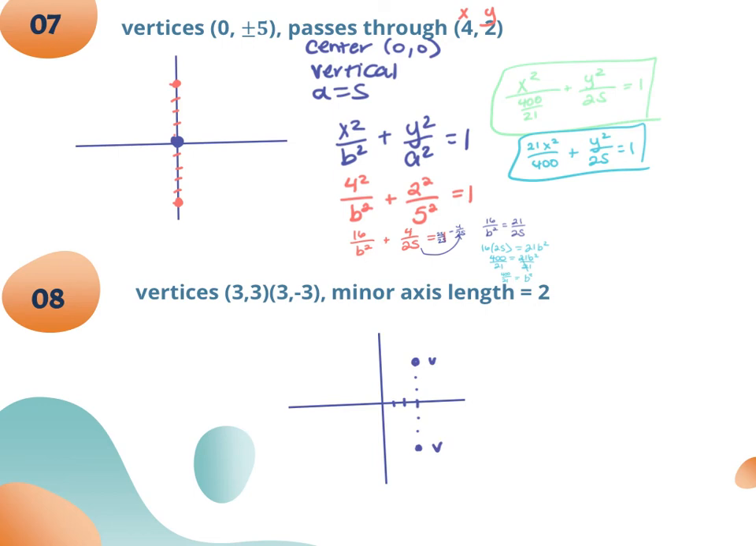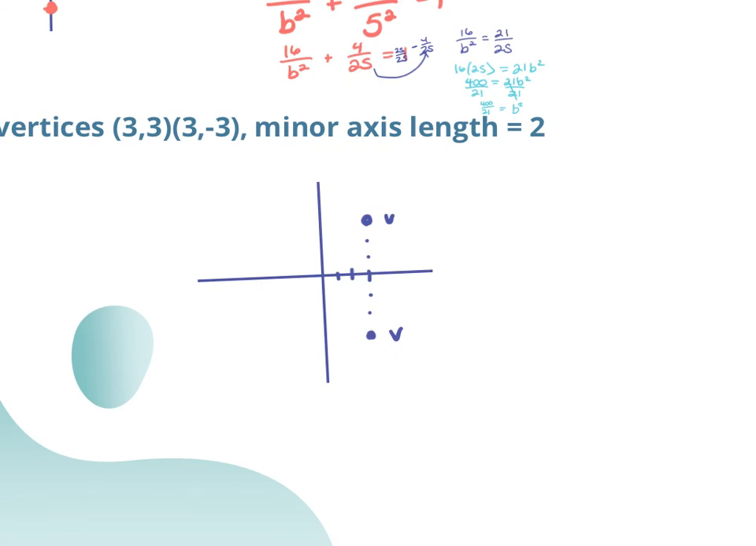Vertices. What do I already know? A is 3. B is 1. We don't know B. Oh, yeah, you know B from this. That's right, B would be 1. It's vertical, so x squared over b squared, y squared over a squared. What do you equal 2 to get b? 2 equals 2b. Yeah, minor axis is 2b.